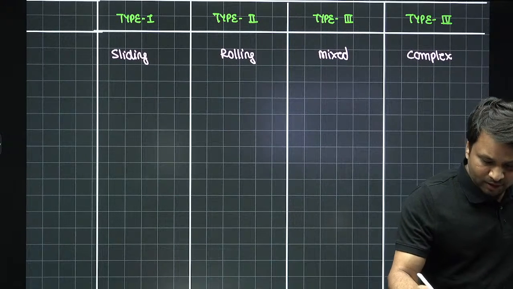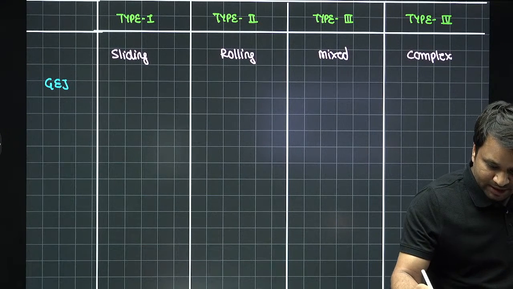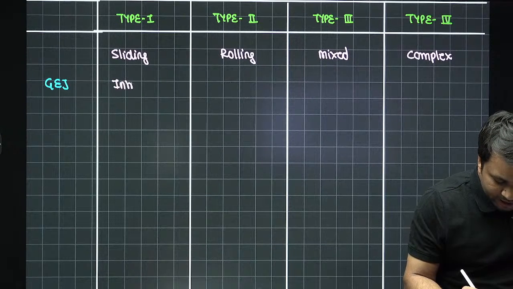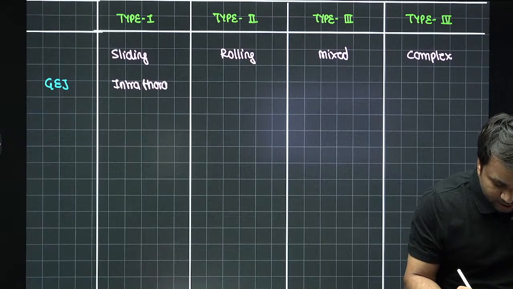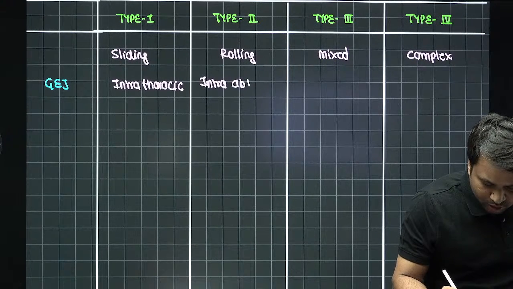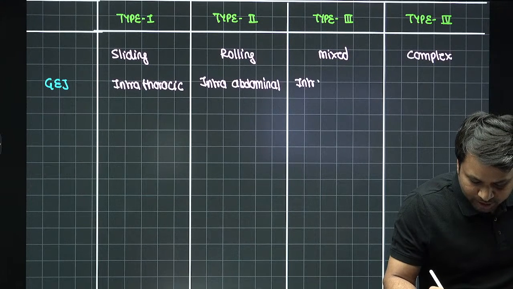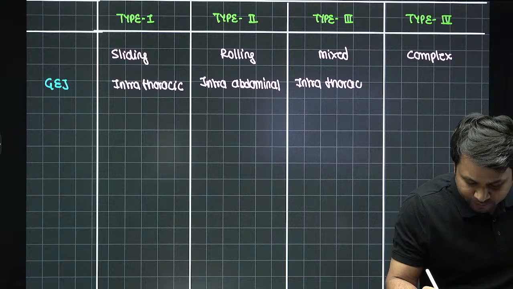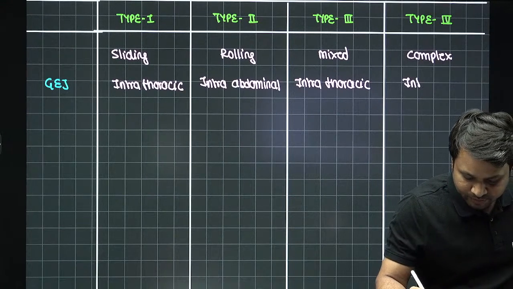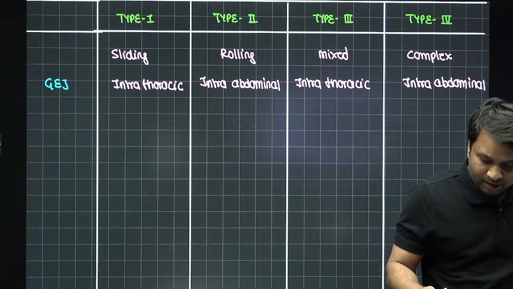Now, we'll try to understand what is happening to the gastroesophageal junction. In type 1, you notice the gastroesophageal junction is going to go into the thoracic cavity, so it is going to be intrathoracic. Type 2, it is going to be intra-abdominal. Type 3, it will go into the thorax, so it is intrathoracic. In type 4, it is anything else in the stomach, so the GE junction will remain in the intra-abdominal space, right?